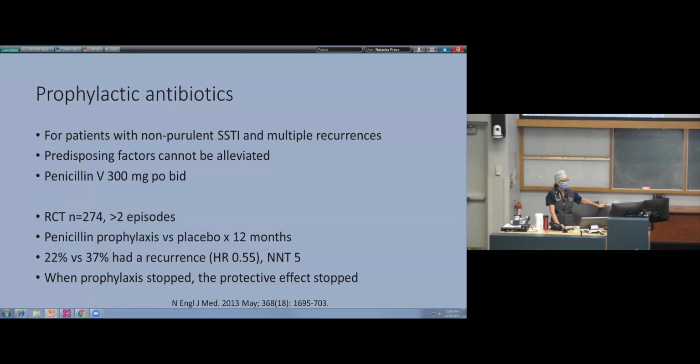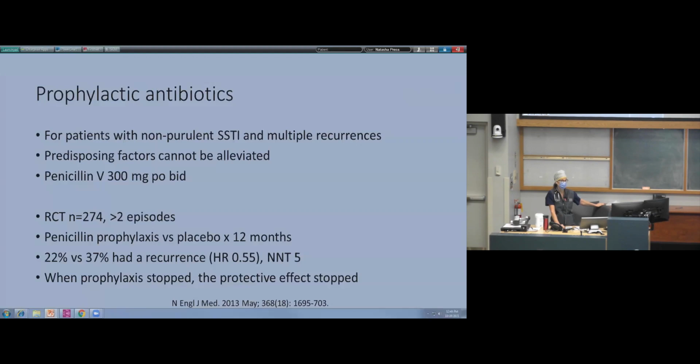And then at the end of the year, they looked at their numbers. They found that in the group that got penicillin prophylaxis, 22% of them had had a recurrence of skin and soft tissue infection. And in the group that didn't, 37% of them had had a recurrence. So the number needed to treat was 5. So you'll have to decide if you think it's worth it to treat 5 people for a year with penicillin prophylaxis to prevent one episode of cellulitis.